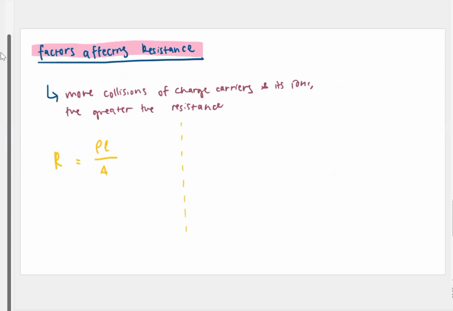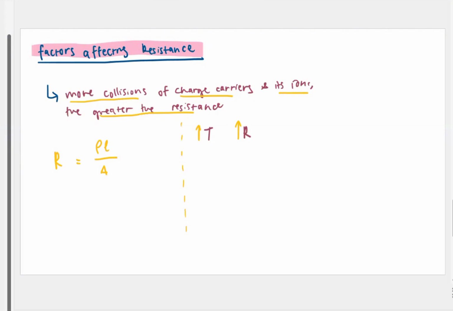factors affecting resistance. Now, it is a fact that when more collisions happen between the charge carriers and its ions, they will have greater resistance. So this means when the temperature increases, the resistance will also increase. Why? Because there will be more collisions, since the temperature increase will cause a higher kinetic energy.